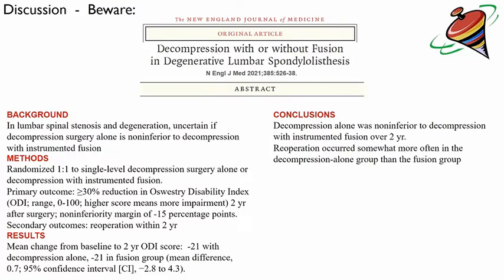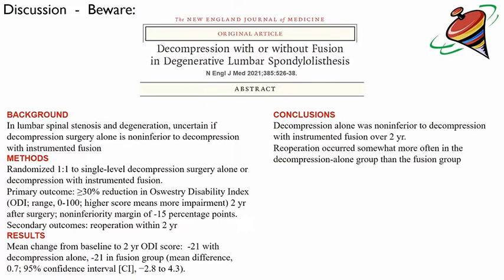And it was a non-inferiority study, well organized, well conducted, well done. The primary outcome was disability after surgery, and there are several secondary outcomes, one of which was reoperation within 2 years. And the results were that the mean change from baseline in the disability score was -21 with decompression alone and -21 with decompression and fusion.